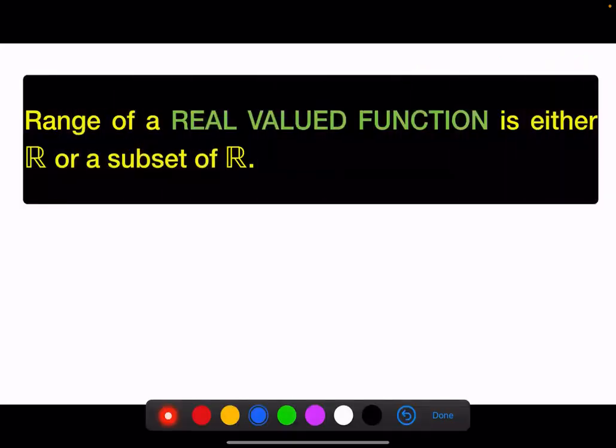Now again, I know we have to look at a lot of definitions. So this is another sort of definition kind of thing.